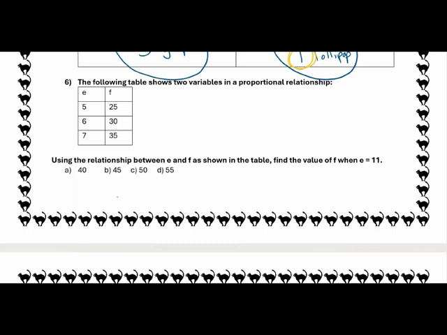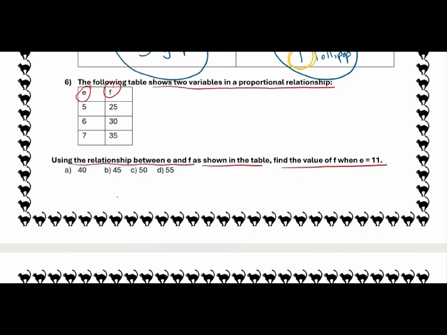All right, number 6. It says the following table shows 2 variables in a proportional relationship. Okay, I have E and F. It's a proportional table. Using the relationship between E and F as shown in the table, find the value of F when E equals 11. Okay, well, there's different ways we can do this.